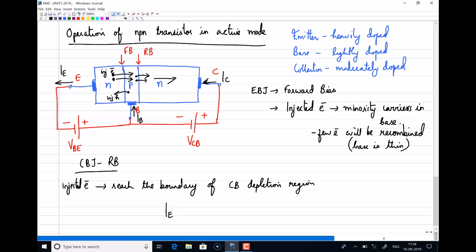So if I look at the total current in a transistor, the emitter current will be equal to the base current plus the collector current. IE is equal to IB plus IC, right?